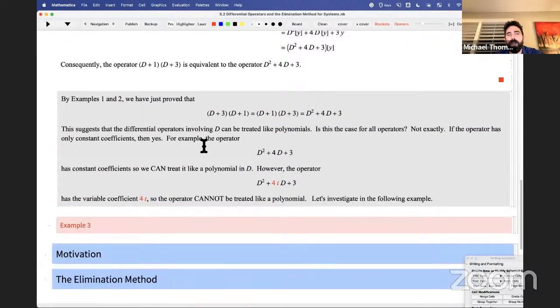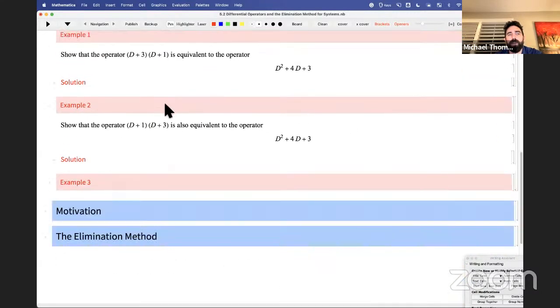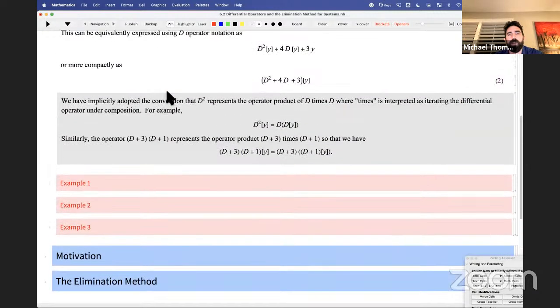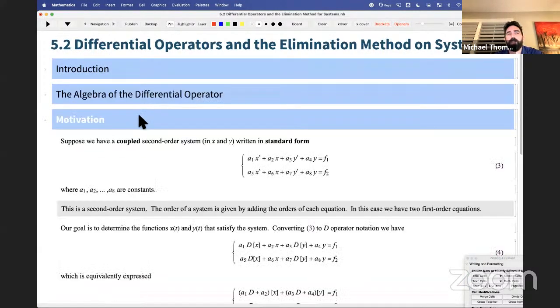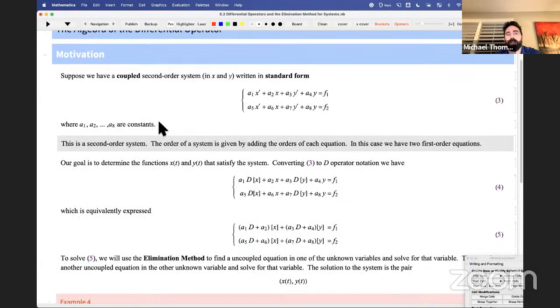All right, so now that we got this d notation down, and we know that our operators act like polynomials in d, we can exploit this to solve systems. So we're going to start off with second order systems. So here's a coupled system. So it's in two variables, x and y. Have I mentioned that word coupled before?